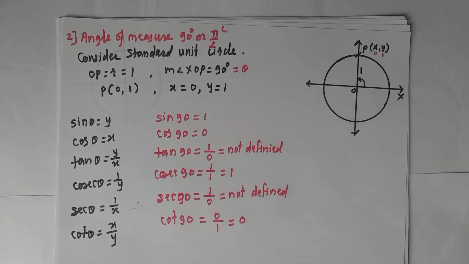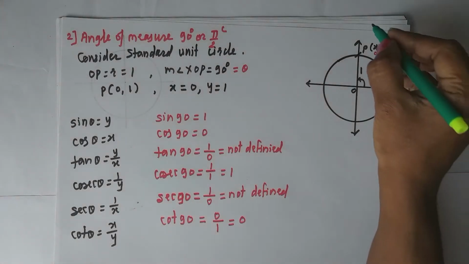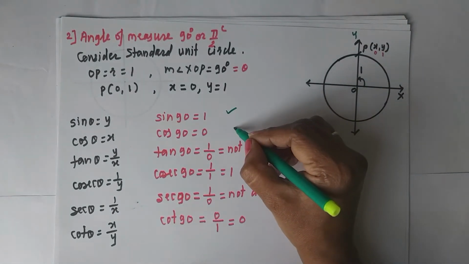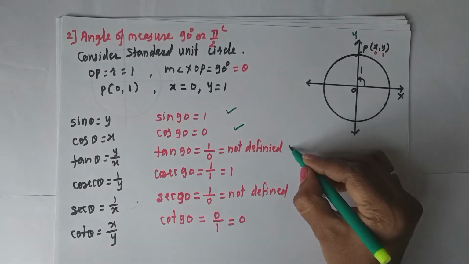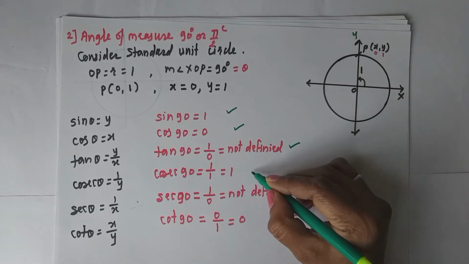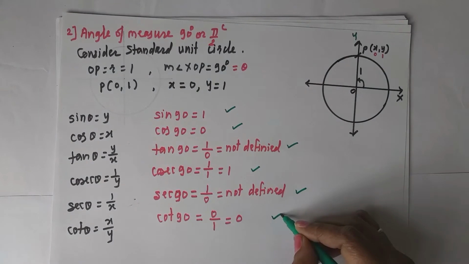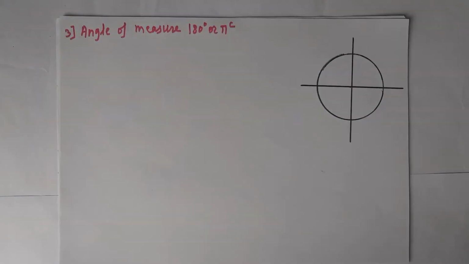Here you remember that our point P lies on the positive direction of the y-axis. This is sin 90 is 1, cos 90 is 0, tan 90 not defined, cosec 90 that is 1, sec 90 not defined, and cot 90 is 0. Now students, we will find trigonometric functions of the angle of measure 180 degrees or pi radians.